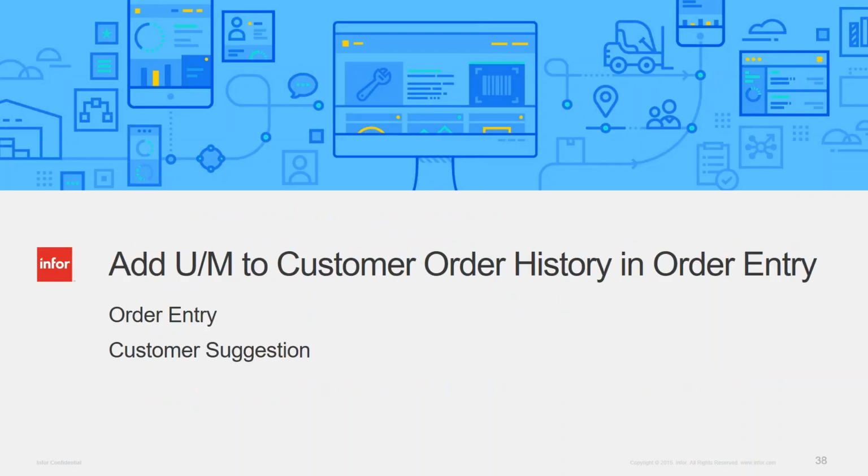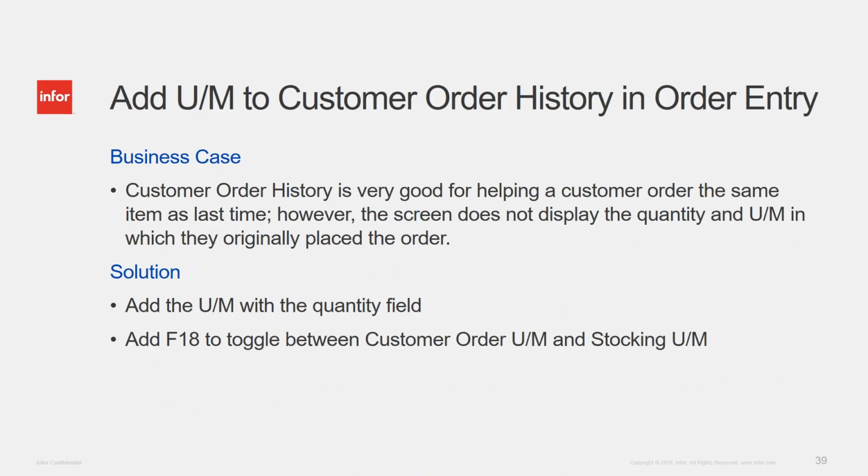Add unit of measure to customer order history in order entry. Our business case: customer order history is very good for helping a customer order the same item as last time. However, the screen does not display the quantity and the unit of measure in which they originally placed the order. So if you're using customer ordering units of measure, they can order it the way they want. They can order boxes and you can flip it and change it to cases. But if they try to order boxes and you're looking for it on that search screen, you couldn't see boxes, you could only see cases.